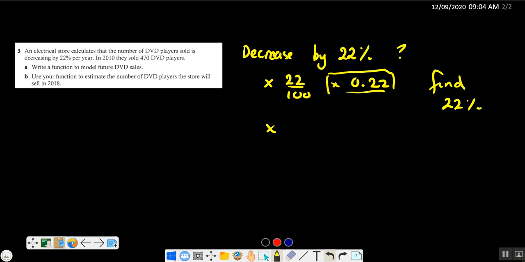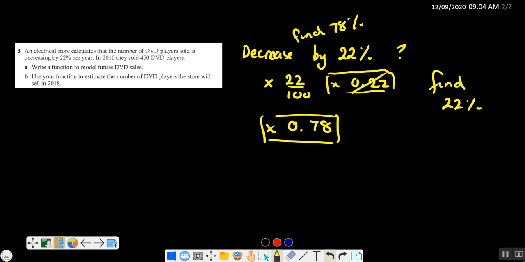Yeah. If I want to decrease an amount by 22%, I need to find 78%. So to decrease by 22% is the same thing as find 78%. So you multiply by 0.78. So not that, because that finds 22%. We actually want to model, and that is our ratio.